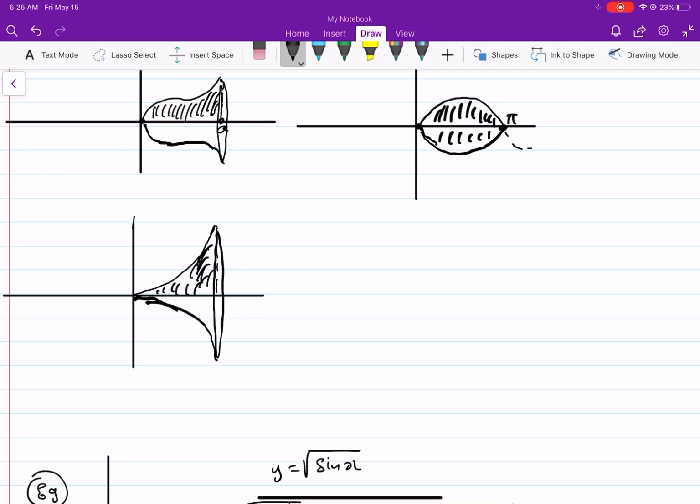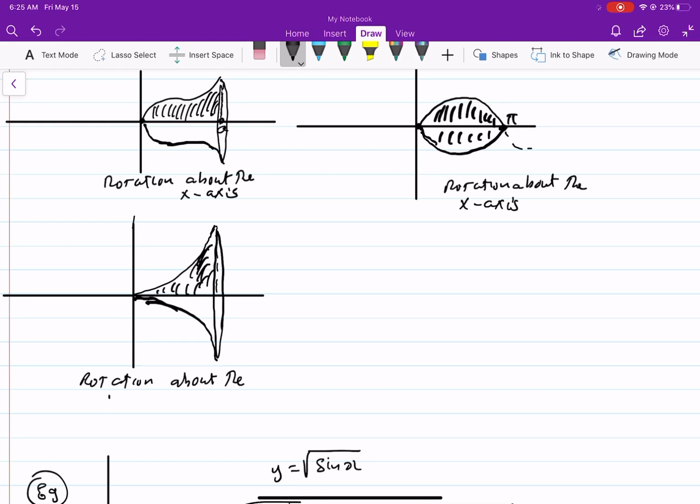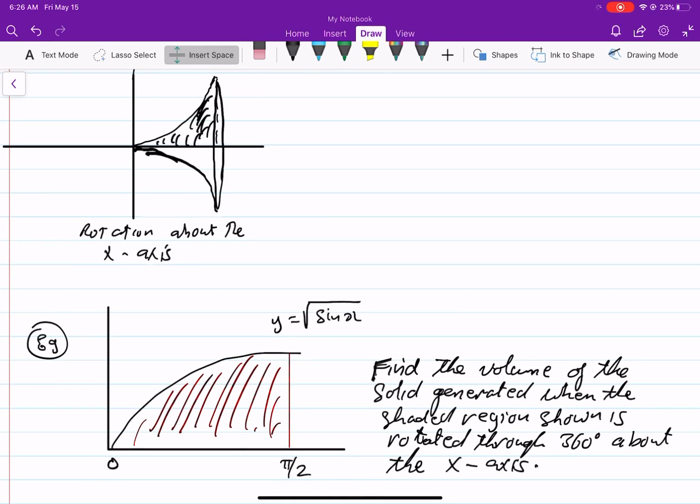Now, this is rotation about the x-axis. This is rotation about the x-axis. This is a rotation about the x-axis. I'll just do one example. It's not required for this video, I should say, not for this course, but at least you get an idea of how you actually wrap it around a specific axis.